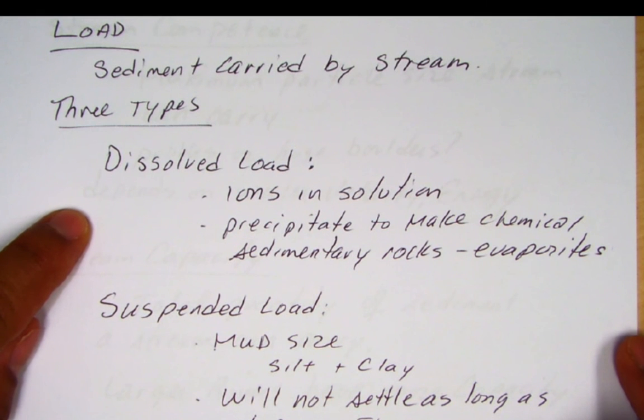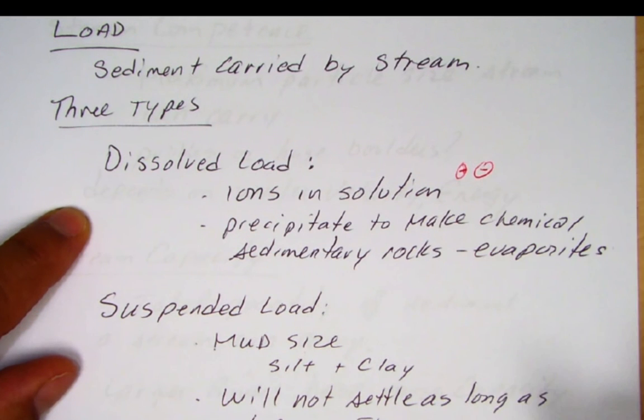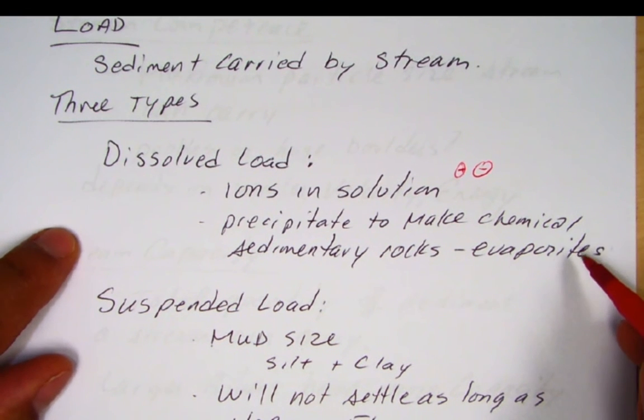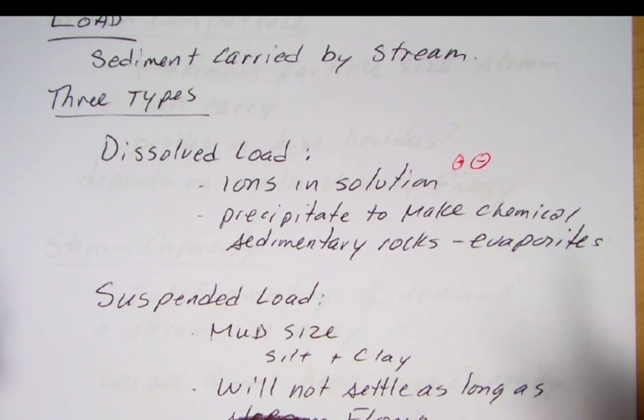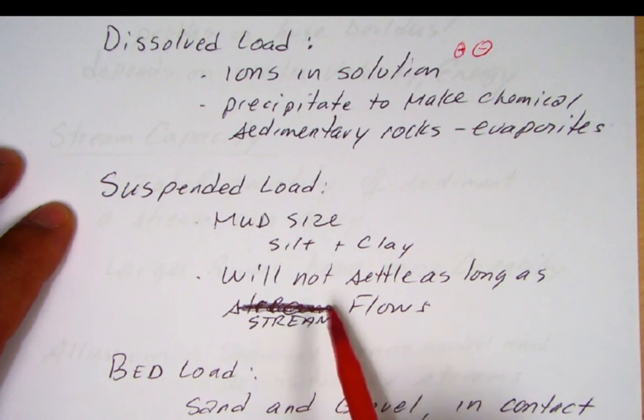Dissolved load, right? So I usually call those ions in solution. They'll either be positive charges or negative charges. And eventually these dissolved components, calcium, carbonate, potassium, they'll precipitate as chemical rocks like evaporites, right? And then there's also a suspended load. So this is usually mud size, silt or clay. And it's so fine grained, as long as the water is moving, this will always be suspended in the water column. It's what makes most rivers chocolate brown, the suspended load.